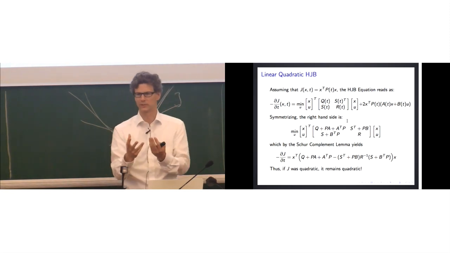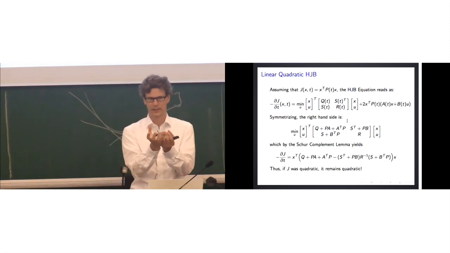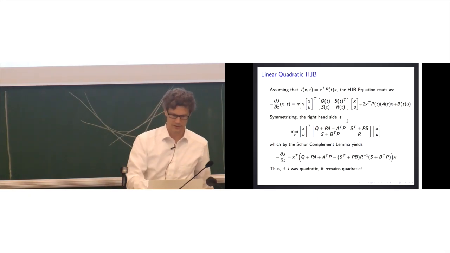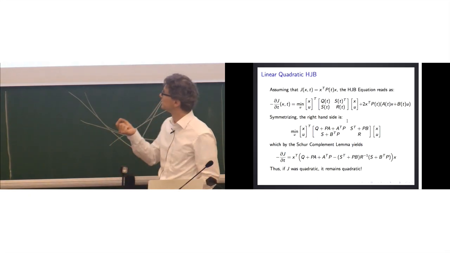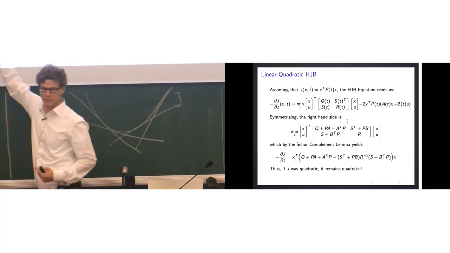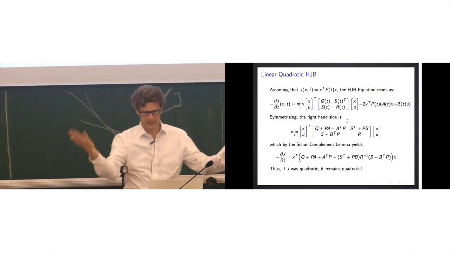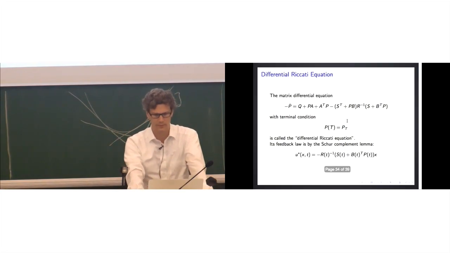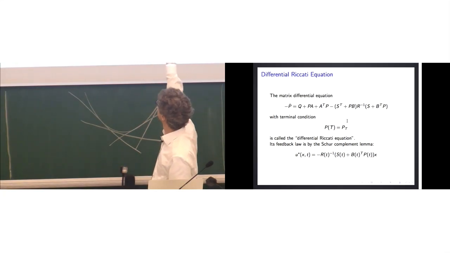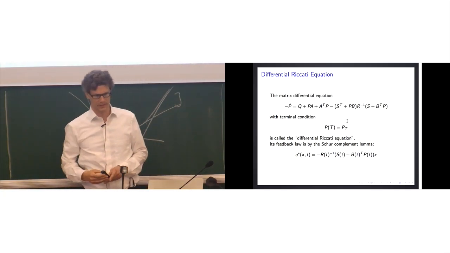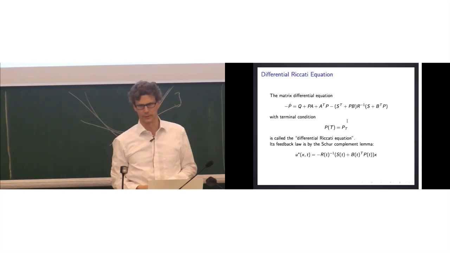coefficients, or these matrix coefficients that describe the J, are just changing in time. And because dJ by dt, assuming this ansatz at the top, is just P dot times x from both sides, you take away the x on both sides, and then you get a matrix differential equation, which is the one here at the top. It's minus P dot equal to some expression, and that is the differential Riccati equation.